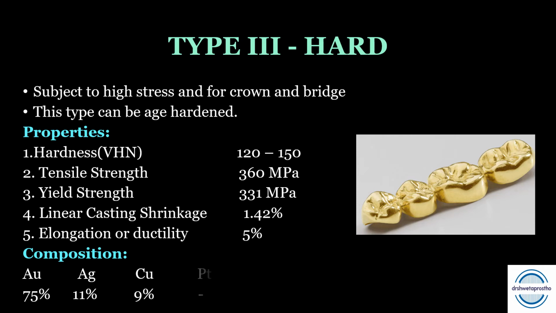Talking about its composition, the gold content is further decreased. It is 75%, silver is 11%, copper is 9%, palladium is 3.5%, which has increased, and zinc and gallium maintain the balance.